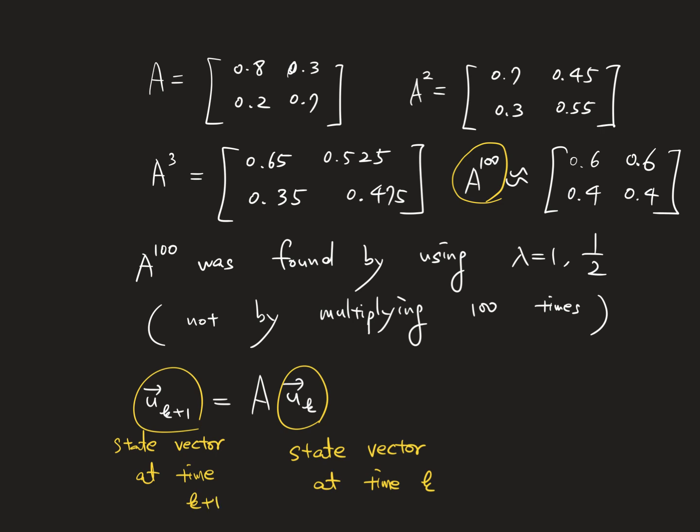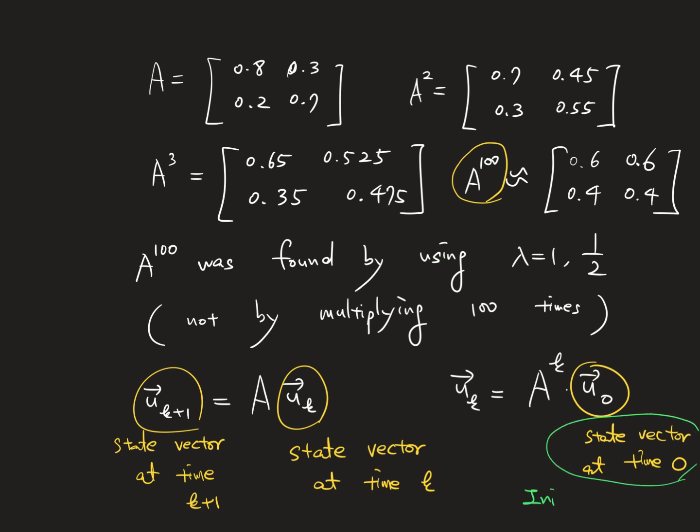And well, you know that u_k will be A to the 100. I mean, well, I think we said k, so it should be A to the k times u_0. So we can say this u_0 is a state vector at time 0.